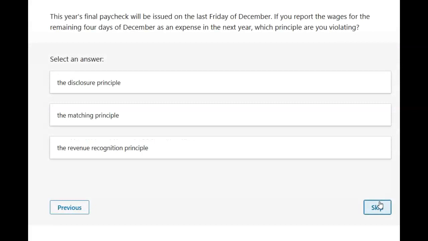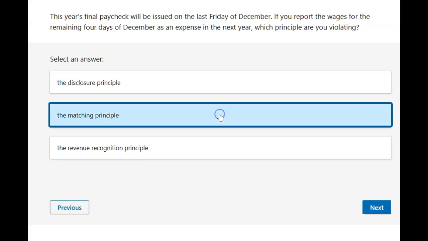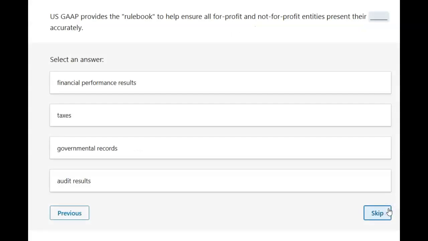This year's final paycheck will be issued on the last Friday of December. If you report the wages for the remaining 4 days of December as an expense in the next year, what principle are you violating? Well, that's matching. Remember, we have to match the expenses to the revenues that were recognized in the proper period. So if your employees worked during December, and you're not going to record that until January, you violated the matching principle.